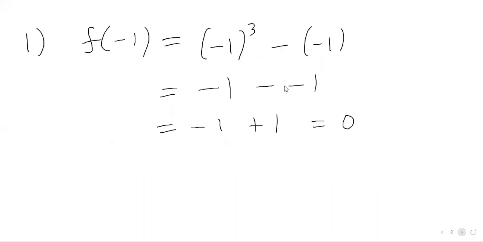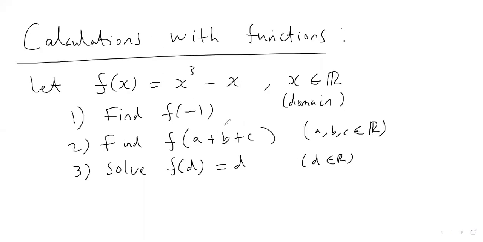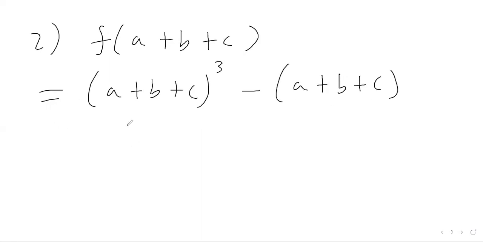Now then our second example, f of a plus b plus c. So we're evaluating the function f at the value a plus b plus c. Again, we're just going to plug in a plus b plus c every time we see an x. We're going to substitute it in for x because we're evaluating the function at a plus b plus c rather than at x. Okay, so then let's just plug that in. So we're going to get a plus b plus c cubed, subtract a plus b plus c.